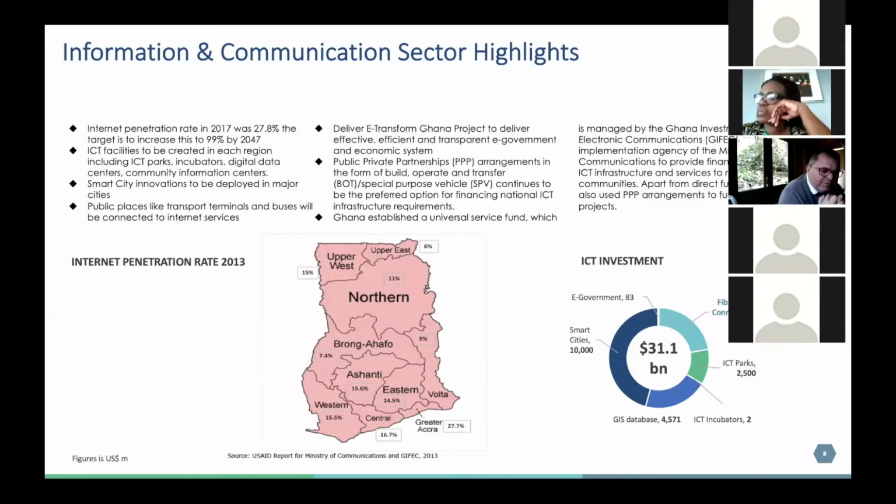Another important part of the government's plan in the ICT space is to deliver the eTransform Ghana project, where more and more government services will be delivered through digital platforms. But the majority of the investment in this space is anticipated to be delivered through PPPs from the private sector.